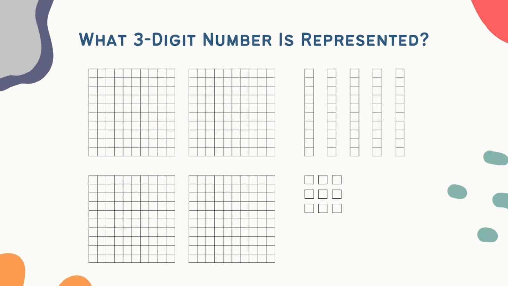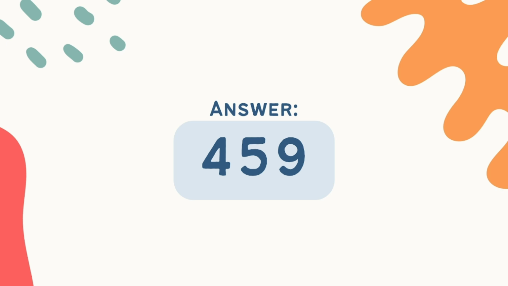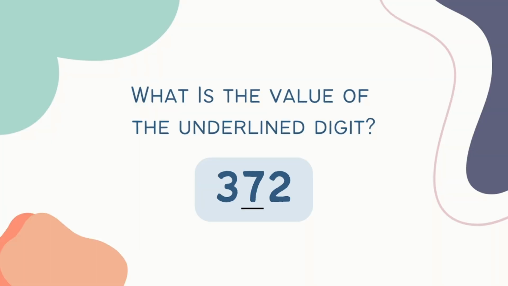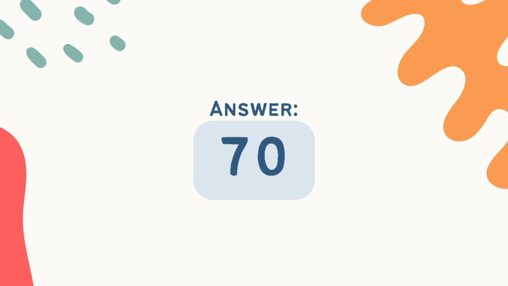Did you say that the three-digit number that was represented here was 459? If you say that, you are right on. Here's the next one. What is the value of this underlined digit? Did you say the value of the underlined digit was 70? If you said that, you are also correct too.